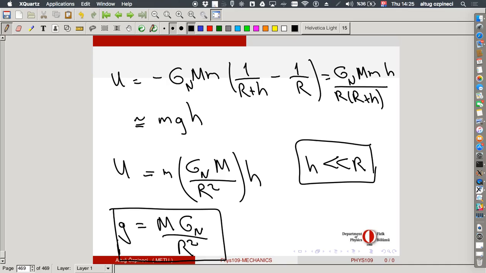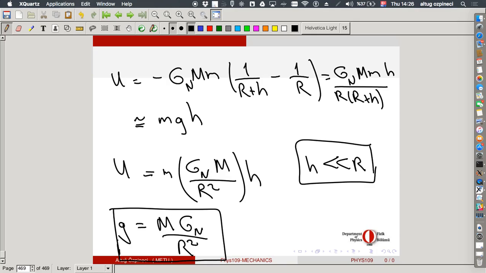As long as this is satisfied, this will be our potential energy for an object close to the surface of the Earth. Comparing these two expressions, you see that g should be equal to G M over r squared. So what we were saying when discussing the motion of objects close to the surface of the Earth is consistent, as long as we identify g with this combination.